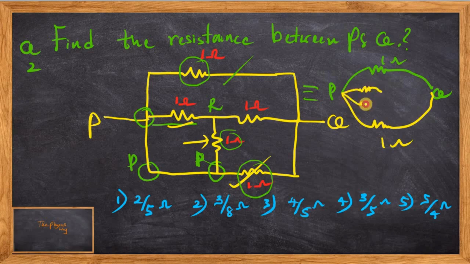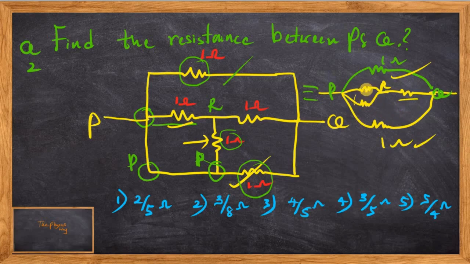R is in the middle, so 2 1 ohm resistors. Yes, middle R, right? And RQ we have another 1 ohm. It's easy now, right? As you can see, this 1 ohm and this 1 ohm, these two are parallel. These two are of course parallel, and then this is in series.